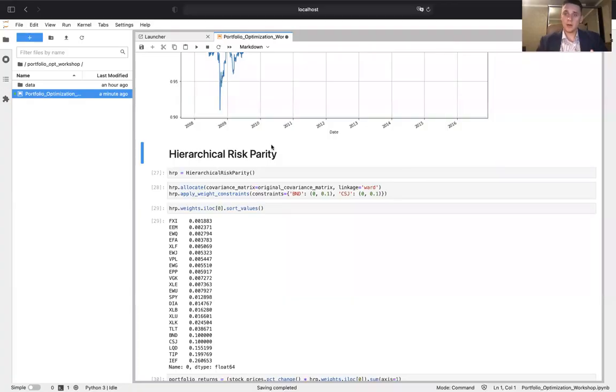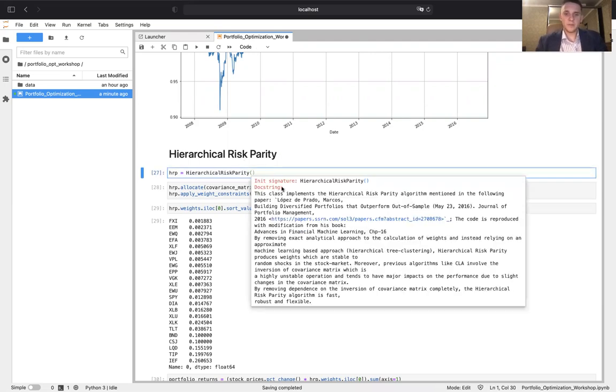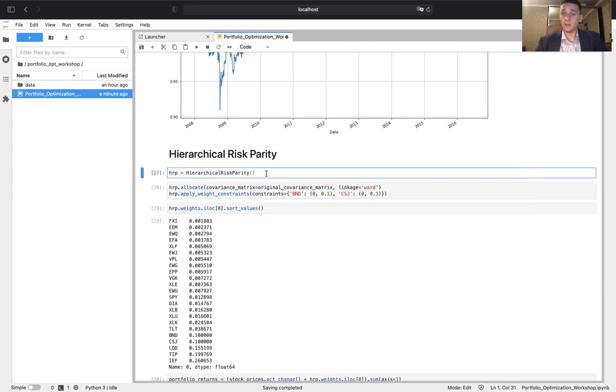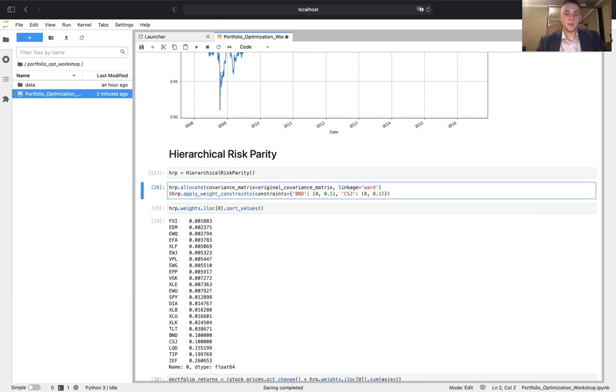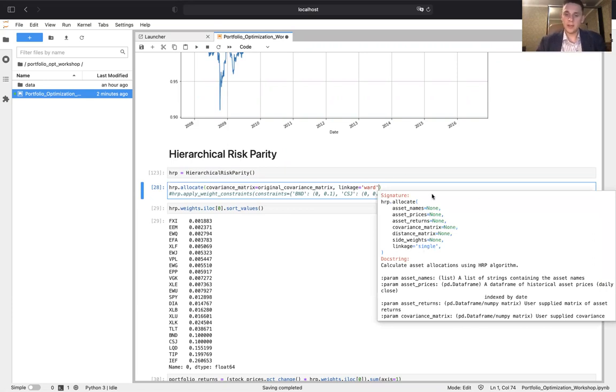Now let's take a look at how the hierarchical risk parity algorithm works. So we initiate the hierarchical risk parity algorithm, which basically does not have any input parameters in its class constructor. And now we can call the allocate method first, which takes your covariance matrix as input. And here you can specify lots of different things.